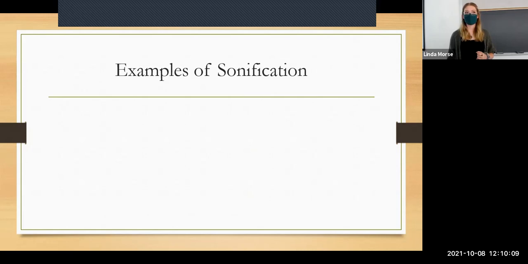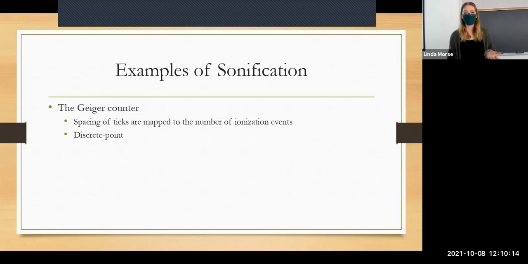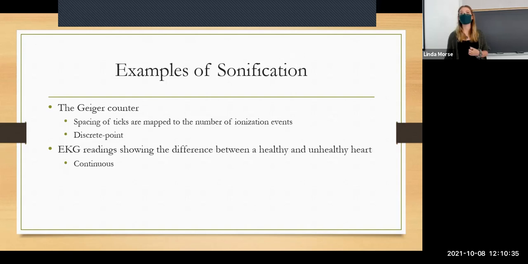So you actually know sonification. The Geiger counter is technically sonification. It's discrete point, which means that each little data point is a specific sound. And the spacing of the ticks are mapped to the number of ionization events. So it's one parameter of sound, spacing, mapped to one parameter of data, ionization events. Another example, I couldn't find the audio because it was taken off the internet, but it's really cool, I promise. A scientist took EKG readings and turned them into songs. So you could hear the difference between a healthy and an unhealthy heart. And these were continuous, like you see the lines on a heart monitor.